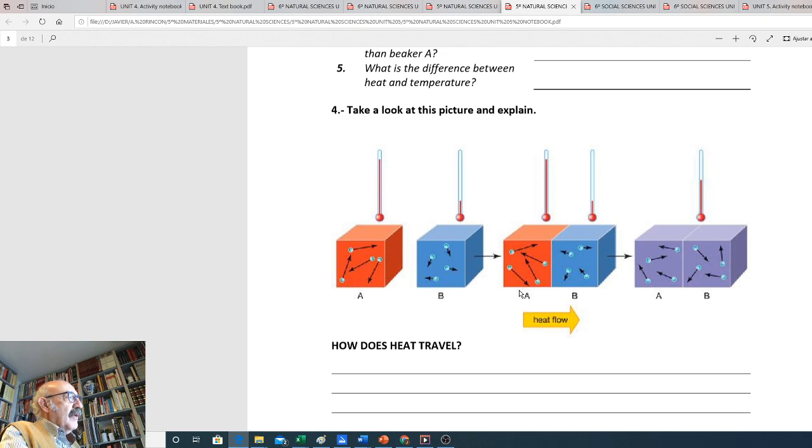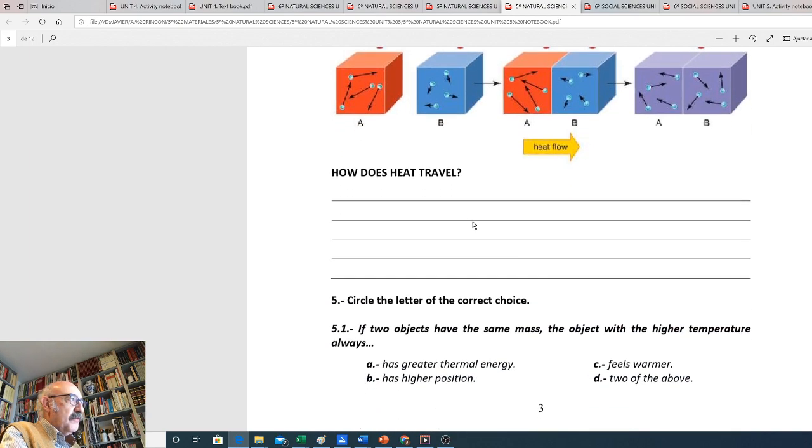Okay, because heat is flowing from the red object to the blue object. Okay, and finally, this is the final process. Can you see the same color? You have to explain that. Okay, you have to explain that in good English, this part.